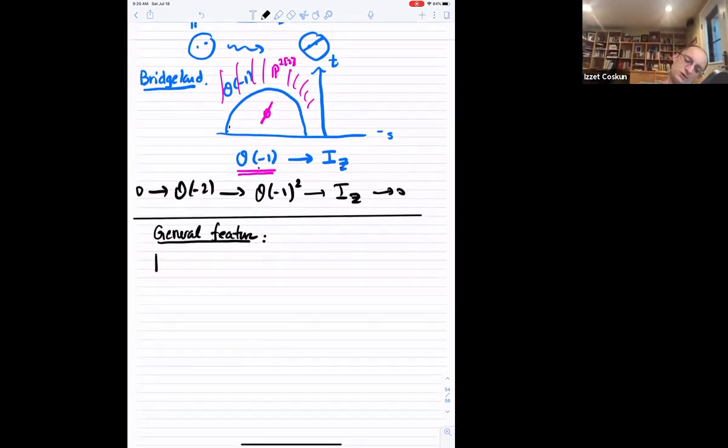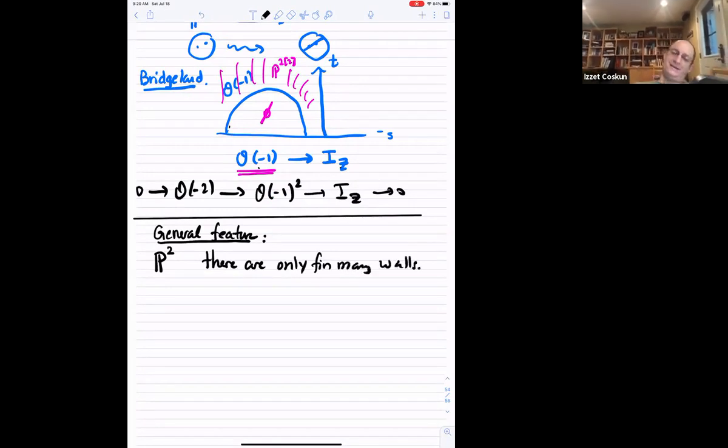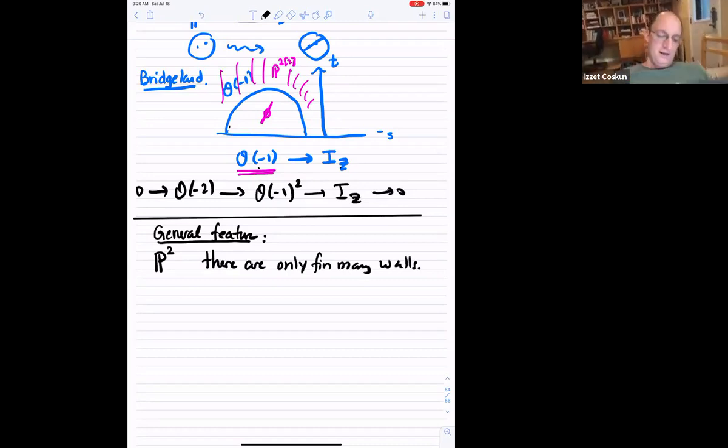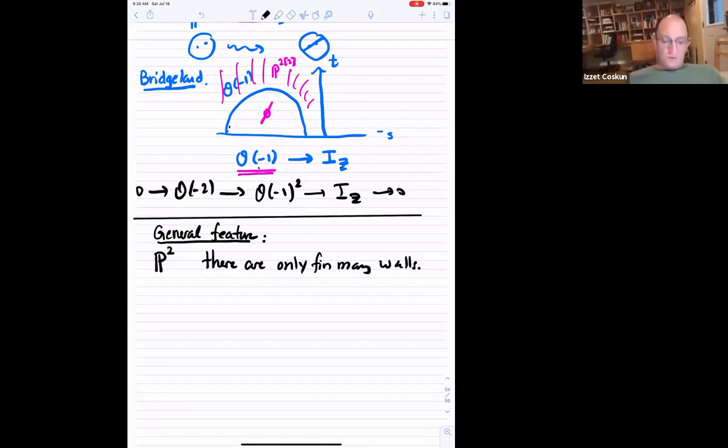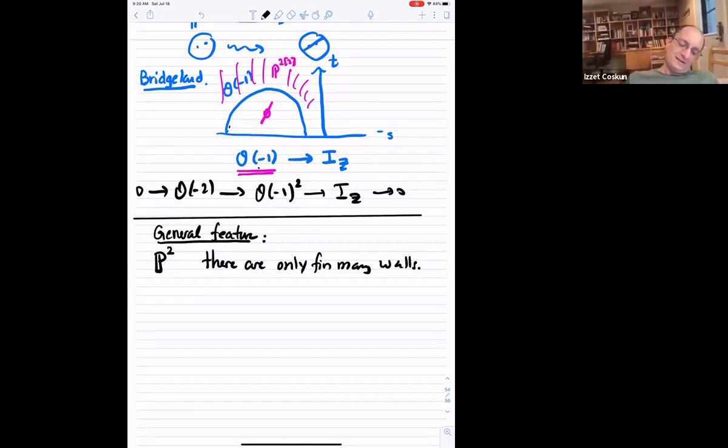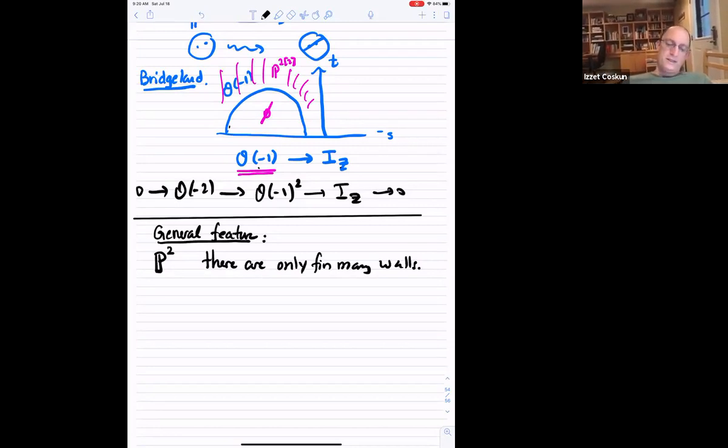When we are talking about P2, there are only finitely many walls. In both pictures, both in the Bridgeland picture and the Mori picture, it turns out that moduli spaces of sheaves on P2 are Mori dream spaces. So there are only finitely many walls, and in particular, there's always a largest wall.